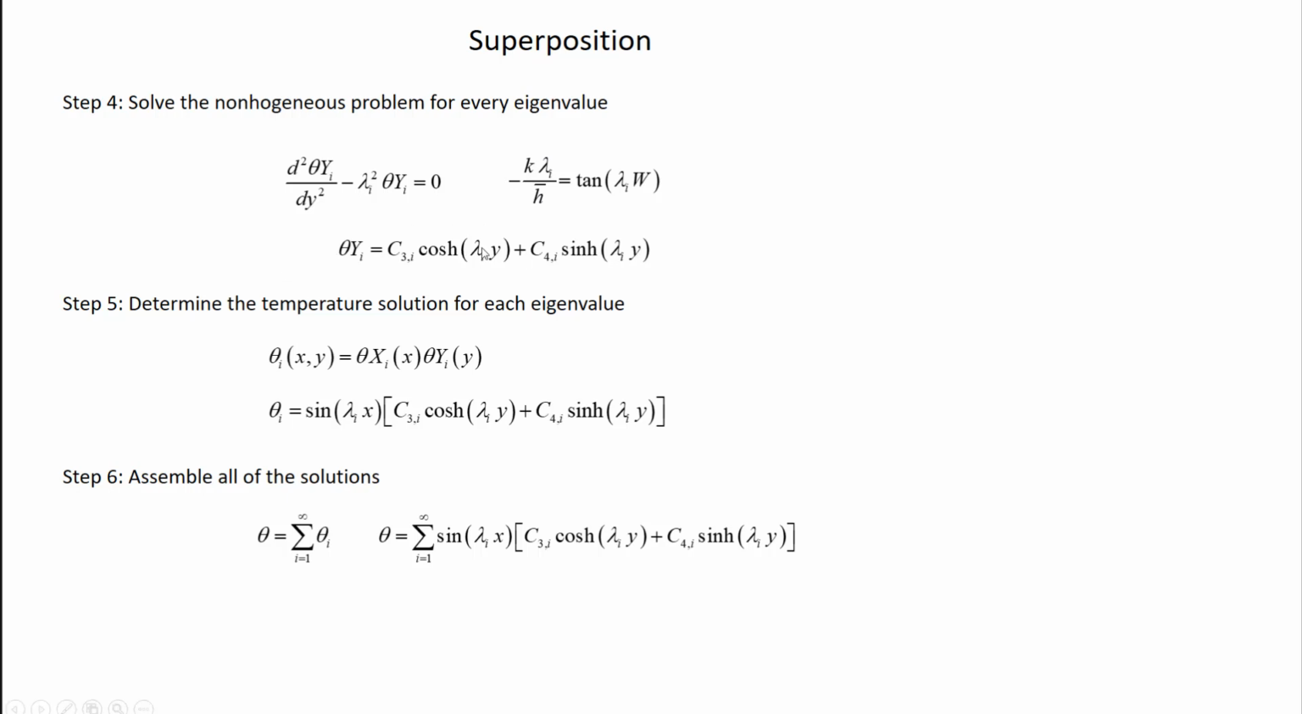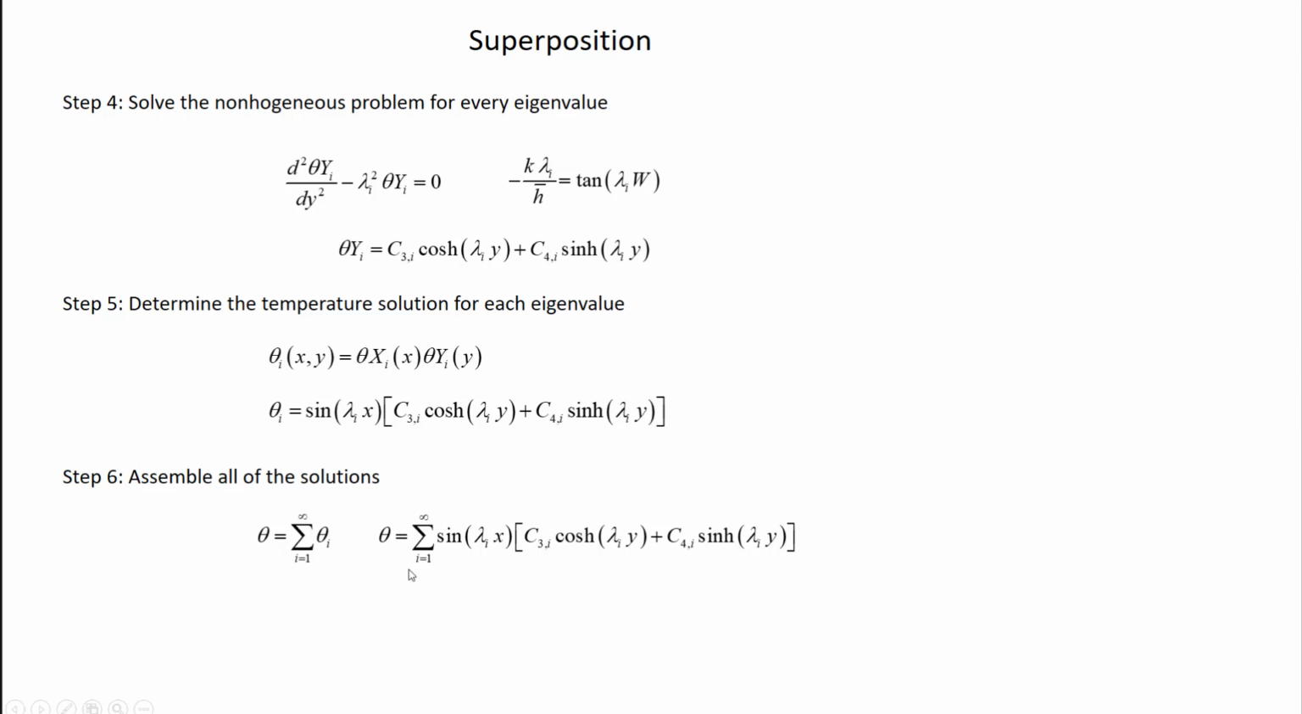This is solved by Cochran and Cinch, same as it was before. The temperature solution then for every eigenvalue is just theta x times theta y. So it's the sine times this thing right here. So I get this guy here, same as I did before. And then step 6 is assemble all of the solutions. So get your series solution. So I'm just going to add all these up, which I've done here.